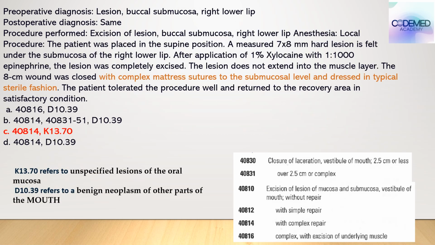Here we will take the help of ICD-10 codes to zero in on our answer. K13.70 refers to unspecified lesion of the oral mucosa, and D10.39 refers to benign neoplasm of other parts of the mouth. But in this case, they have just said excision of the lesion. There is no diagnosis for the lesion. So K13.70 is more appropriate, and we'll zero in on answer C.